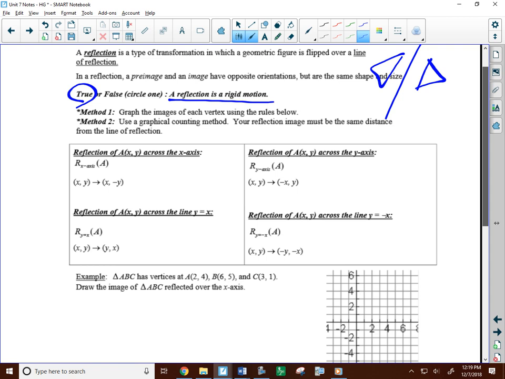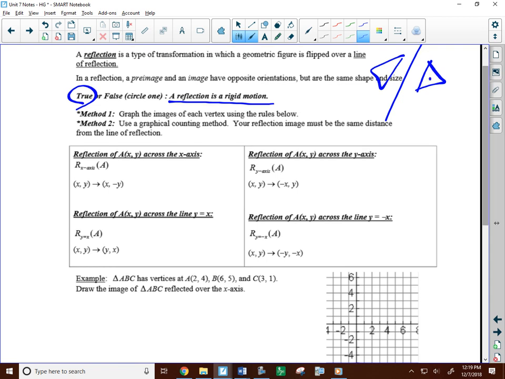Rigid motion means congruent. So essentially it means congruent. The pre-image and image are congruent. So if I just reflect something over, it's still going to be the same size, same shape. It will be congruent. Now in this one, translation, hardly anything changes. In this one, the slopes of the lines actually change. But the lengths are still the same, the angle measures, perimeter, everything else is the same.